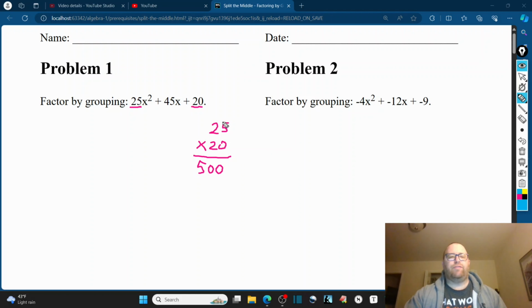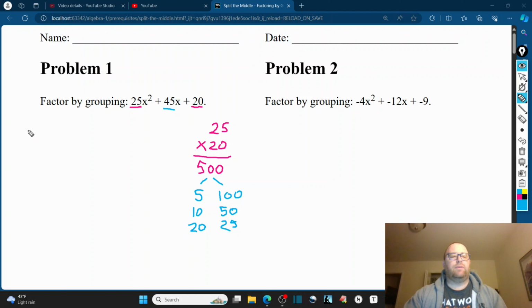Now what I want to do is find the factors of 500, the factor pair that adds up to 45. Okay, so let's list out some factors of 500. So we could do 5 times 100. That adds to 105. That's too much. 10 times 50. That multiplies to 500, but adds to 60. Still too much. Let's increase to 20. 20 times 25, the numbers multiplied. Well, those add to 45.